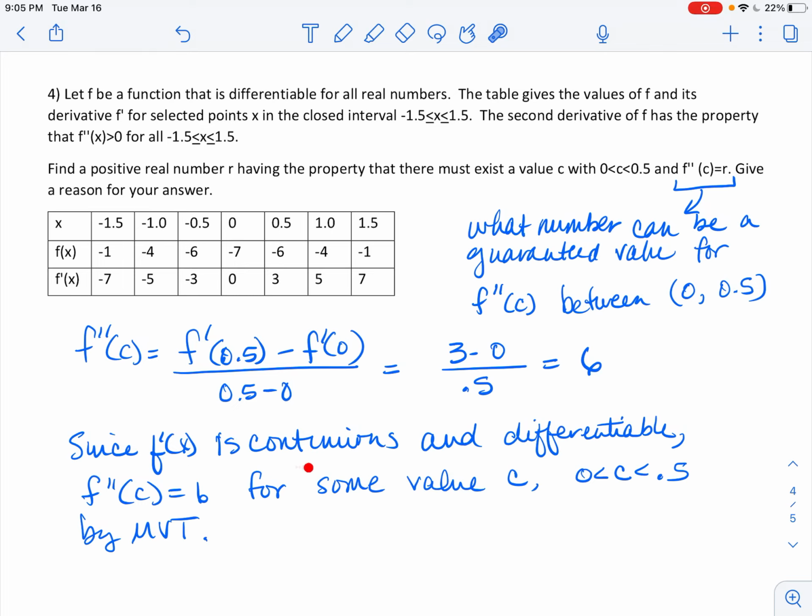So since f prime of x is continuous and differentiable, f double prime of c is equal to 6 for some value c between 0 and 0.5 by the mean value theorem.